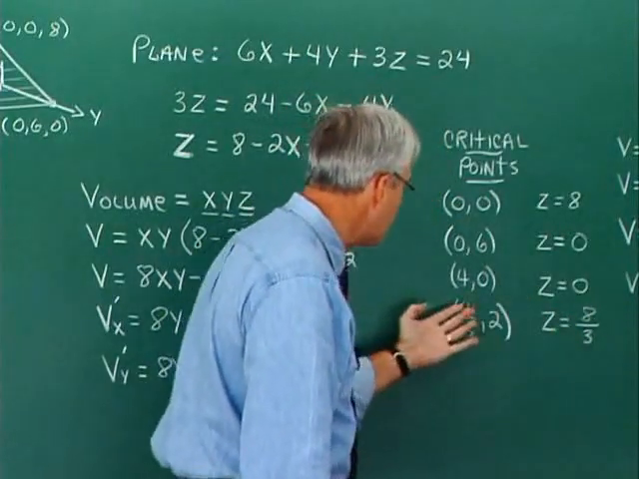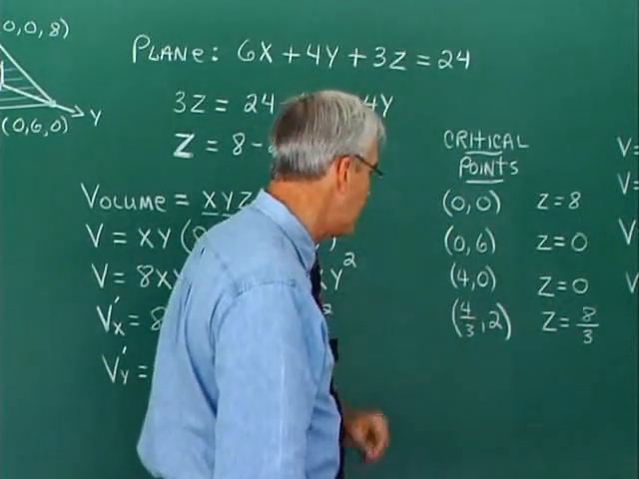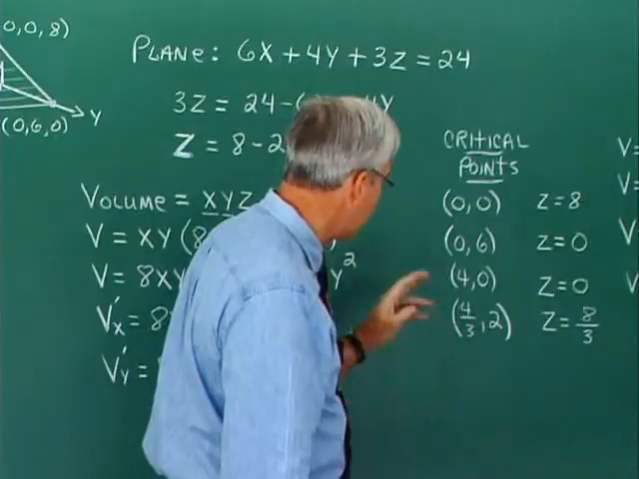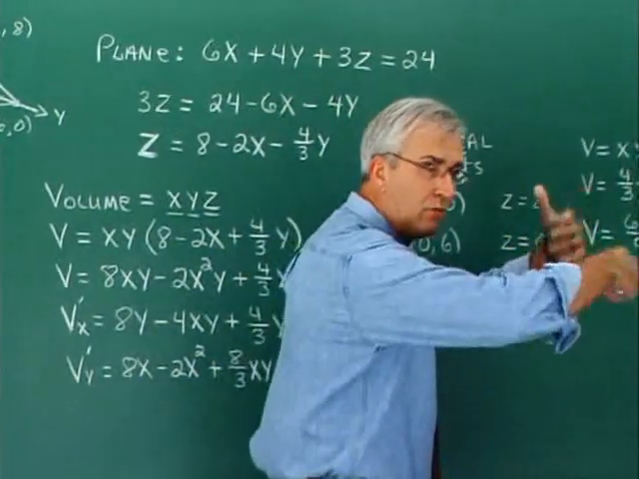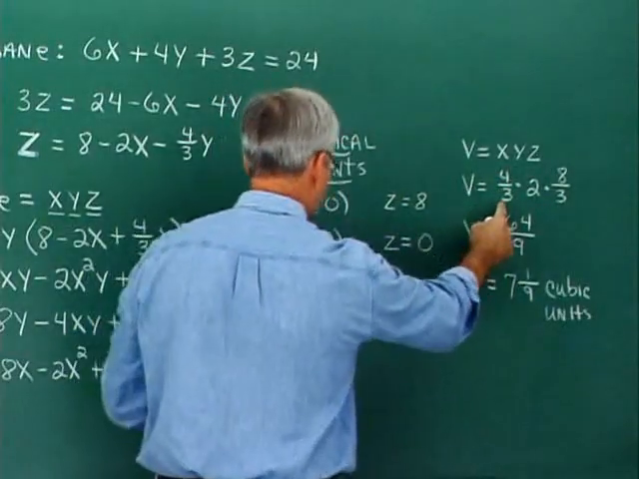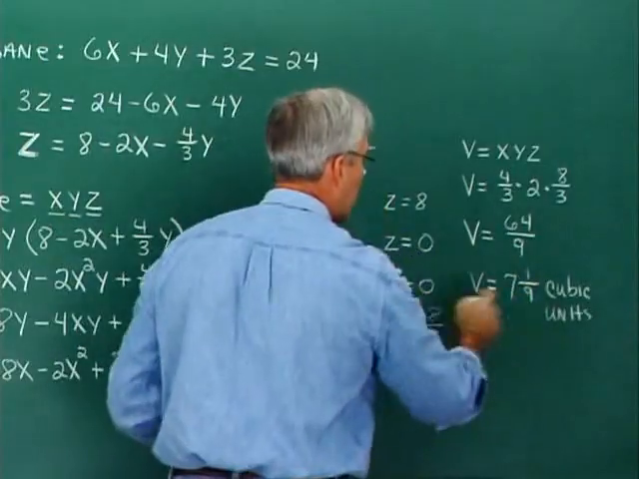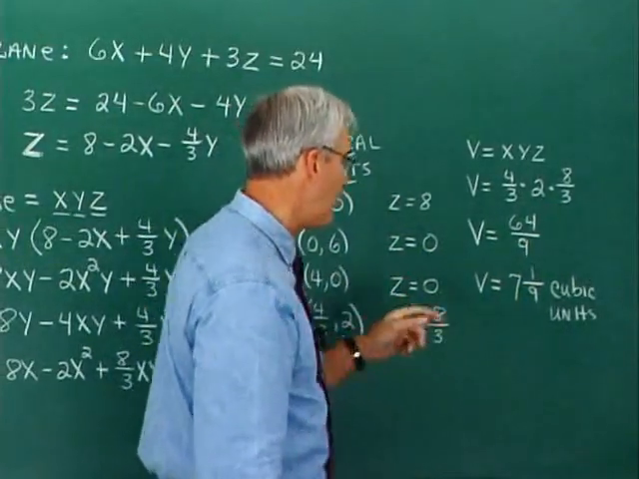And so, since this is the only one that's meaningful, let's calculate the volume of that box. Well, let's see. The volume is length times width times height, or x times y times z. The x value 4/3, the y value 2, the z value 8/3: 64/9, or 7 1/9 cubic units for the volume of the box.